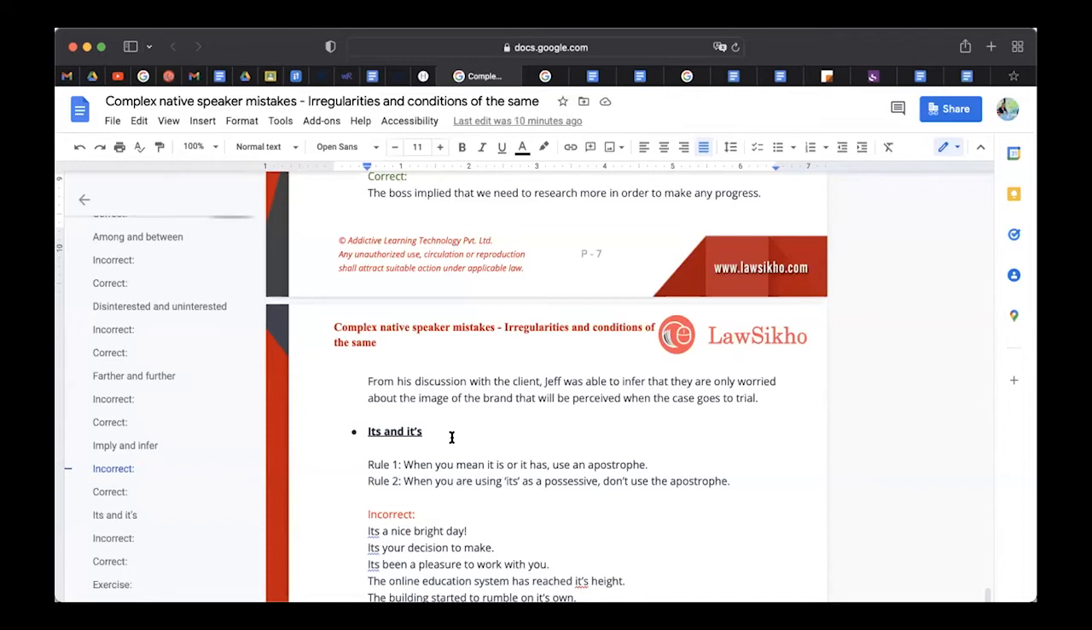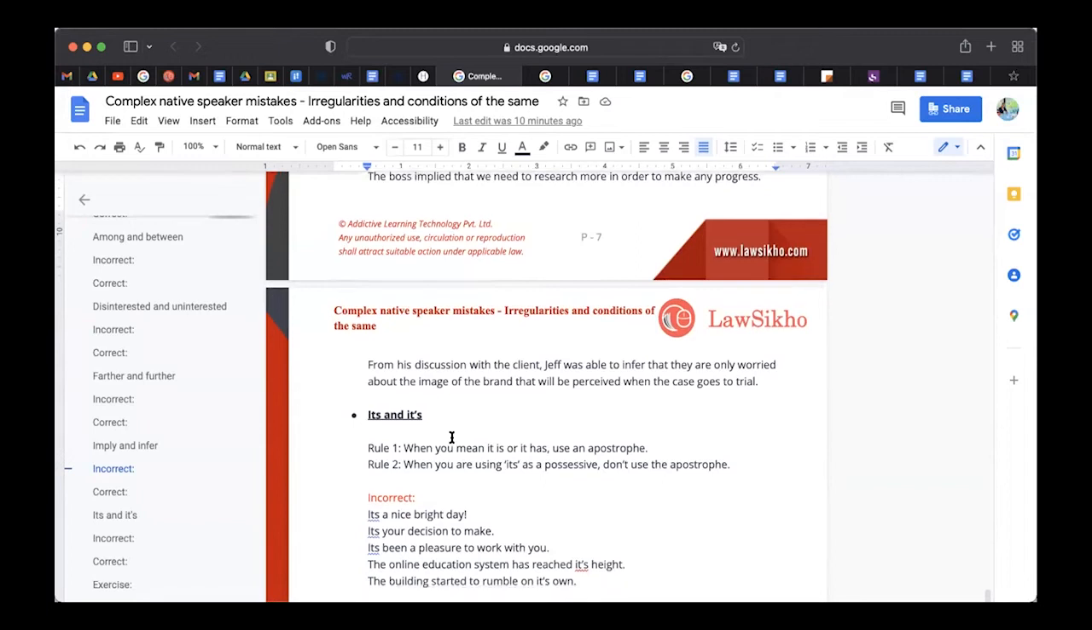Okay, I'm going to start explaining the difference. The first one, when you mean it is or it has. It was used for has also in an archaic sense, not used too much right now, but for it is definitely. Use an apostrophe when it is an abbreviation. When you're using it to show possessiveness or belonging of something, do not use an apostrophe.